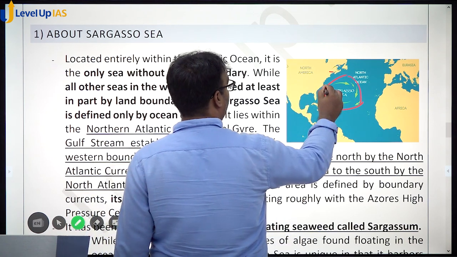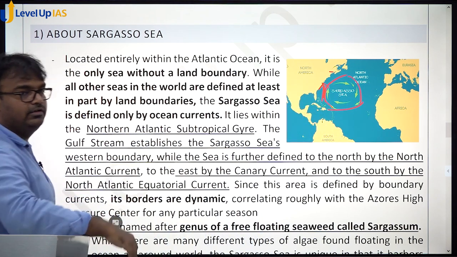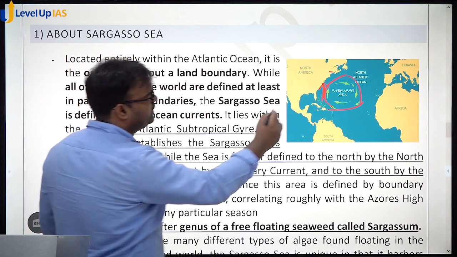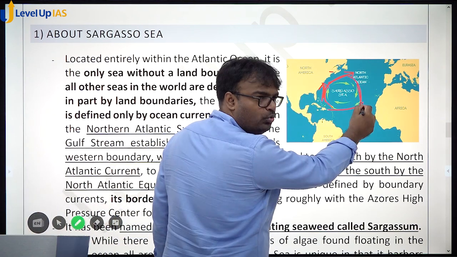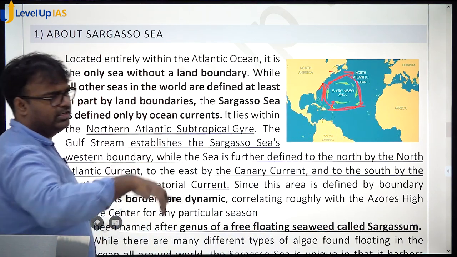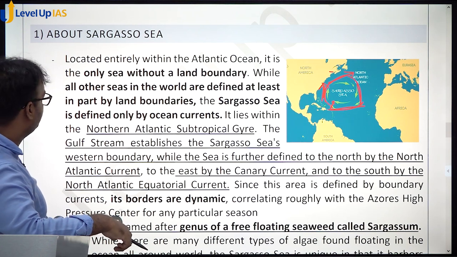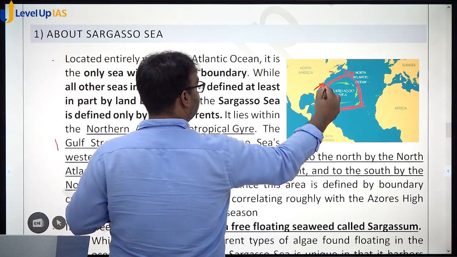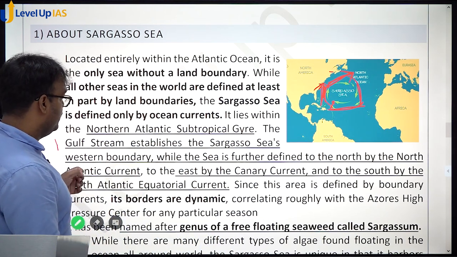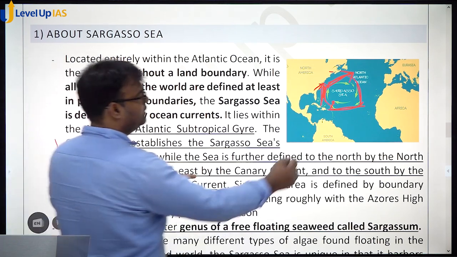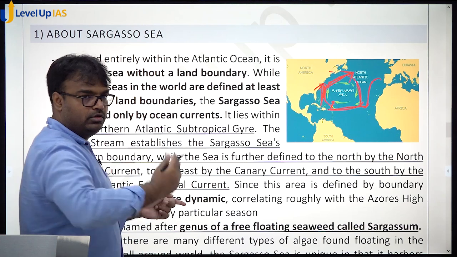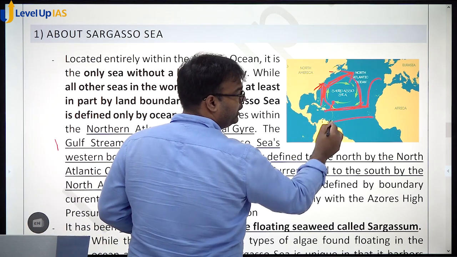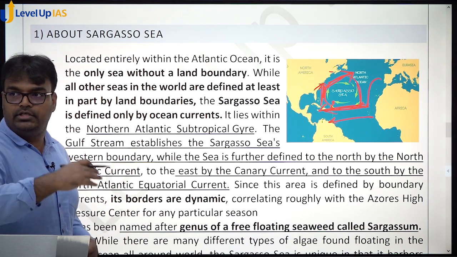So, what is the ocean current which is flowing on this side? Which is the ocean current here? You would see that this is the North Atlantic Drift, I guess. This is the Canary cold current. This is equatorial, and this one is the Gulf Stream. This is the Gulf Stream. This section is the North Atlantic Drift. Then the Canary Current, which flows like this, a cold one. Then the North Atlantic Equatorial Current, the current coming at the equator. These are forming boundaries.